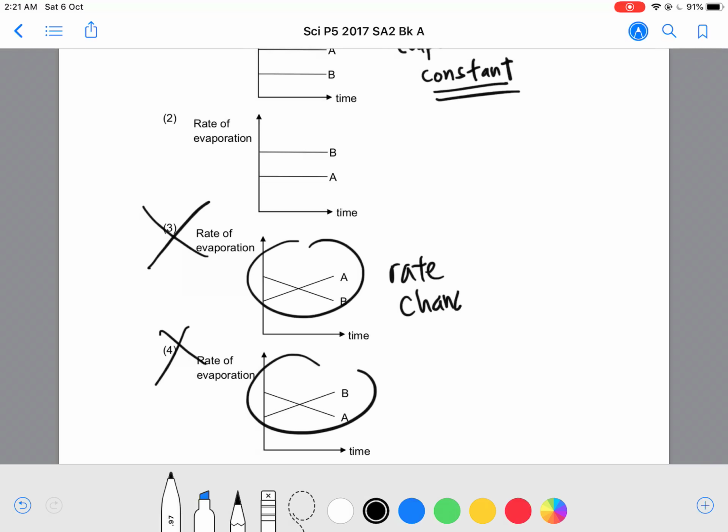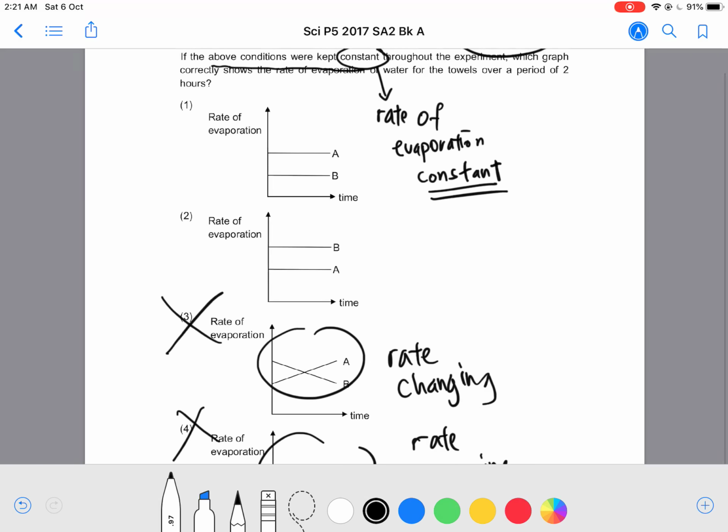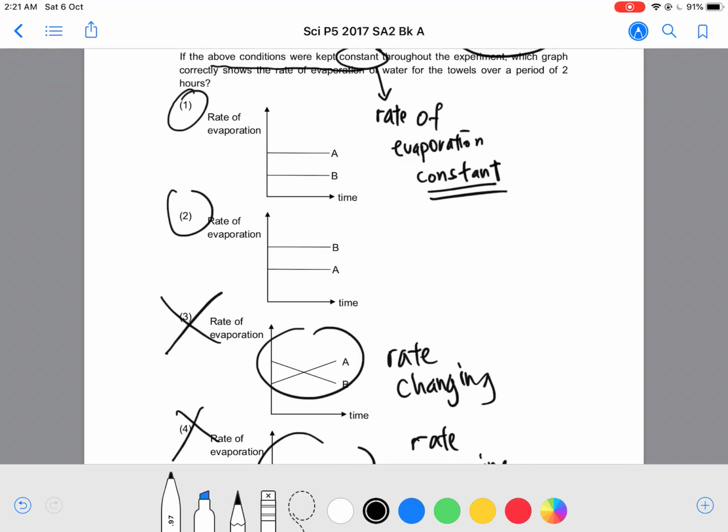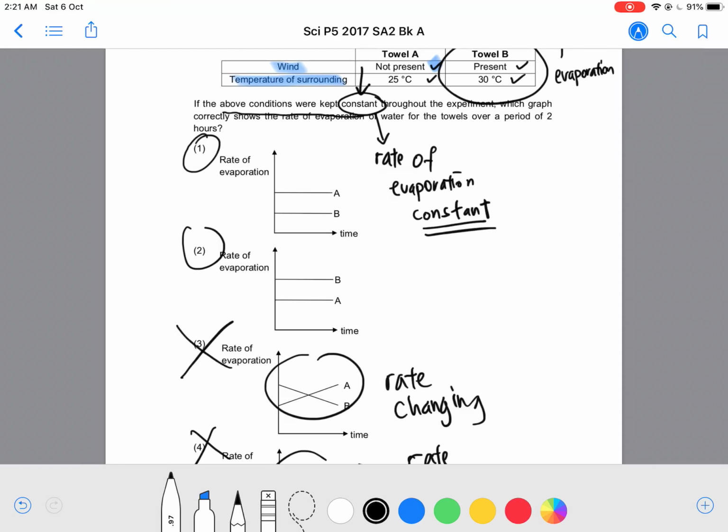You find that the rates can only change if your conditions keep on changing. Got hotter, the wind got stronger. So cannot be. So it is between option 1 and option 2. B is obviously a higher rate of evaporation, right? So this one is higher, whereas your A is lower because the temperature is cooler, there's no wind. So the answer must be option number 2.